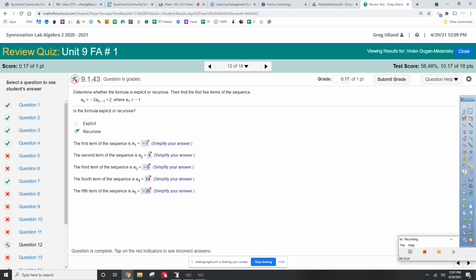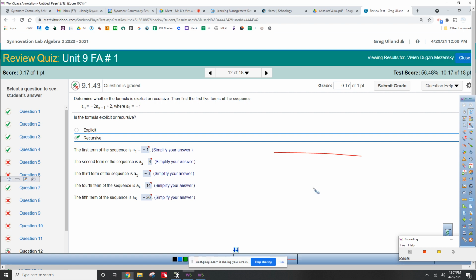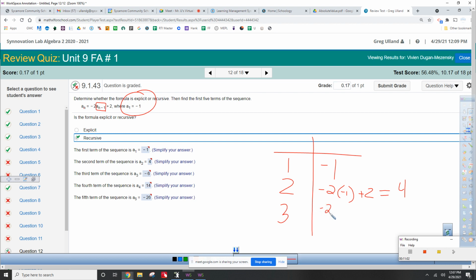So this is recursive, and what it says is your first term is -1. To get to the next term, take -2. So to get to the second term, take -2 times the previous term. That's what this means. And then add 2. And what do you get for that? You get 4.